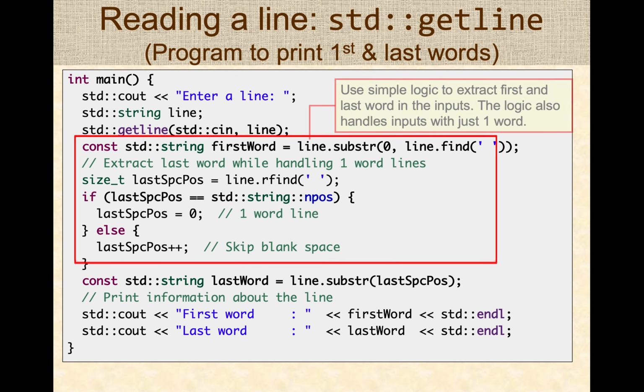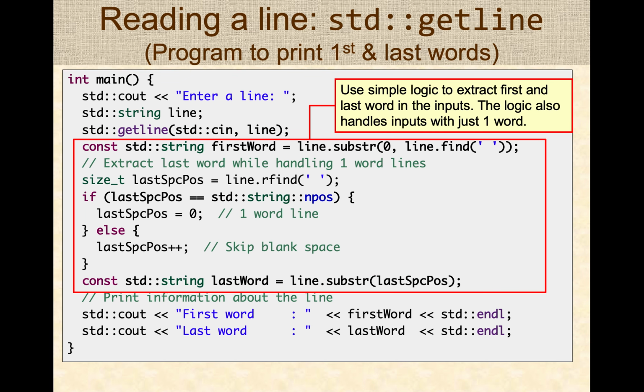In this one, it's reading the entire line from standard input. And then the rest of the logic basically extracts the first and last word from the input. It also handles cases where there's only one word in a given line of input. I'm not going to trace through this logic, but spend some time looking at it so that you can get the hang of some of the methods like substring and find, and notice the use of the string::npos, or no such position, named constant for comparison, and so on and so forth.